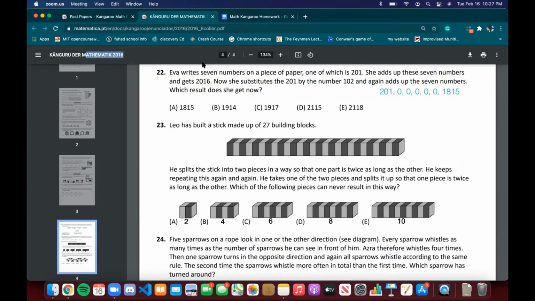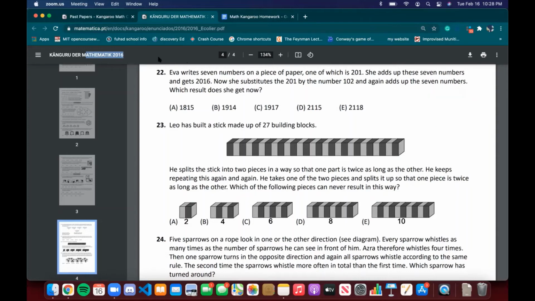Okay, so the total sum is equal to 2016, so that checks out. If we replace the 201 with a 102, we have 102, 0, 0, 0, 0, 0, and 1815, which is again using our trick that if they never said what the numbers have to be, that means they can be anything. And we add these all together, which ends up equal to 102 plus 1815, which is equal to 1917. And that's one of the answers. For 22, the answer is C.